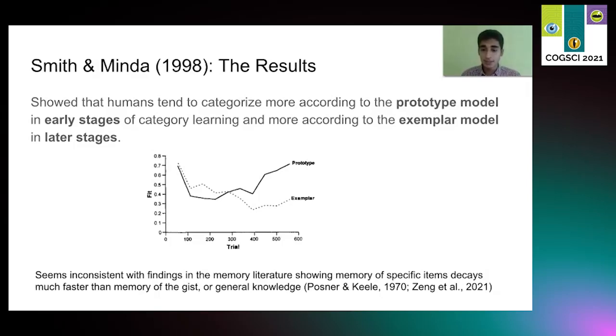The results from Smith and Minda's experiment showed that humans tend to categorize more according to the prototype model in early stages of category learning, and more according to the exemplar model in later stages. However, this result actually seems inconsistent with findings in the memory literature, which shows that memory of specific items, exemplars, decays much faster than memory of the gist or general knowledge, or what we refer to as the prototype. So how would one rely more on exemplar-based representations in later stages of categorization when it's actually more difficult to access these exemplars in memory?